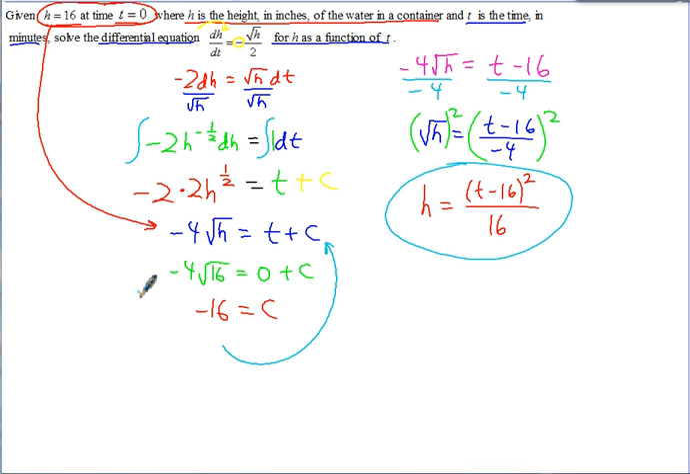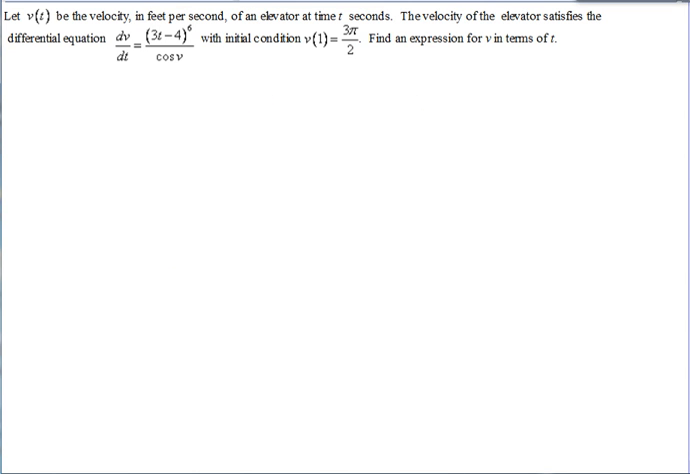All right, let's take a look at one more applied problem. This one said let v of t be the velocity in feet per second of an elevator at time t seconds. The velocity of the elevator satisfies this differential equation. So, with this initial condition, v of 1 is 3 pi over 2. Find an expression for v in terms of t. So again, notice we're solving for the variable that's on top.